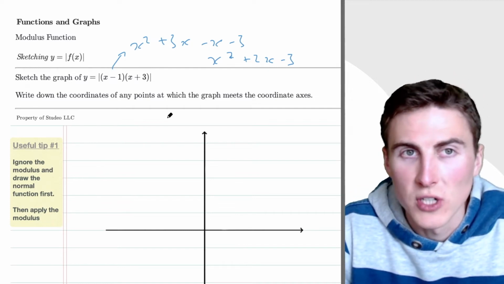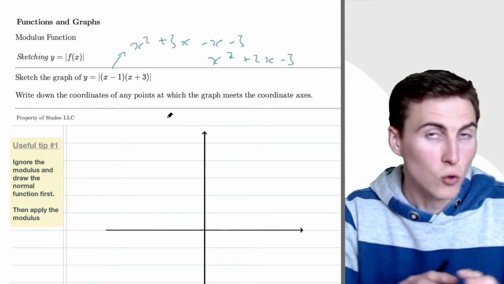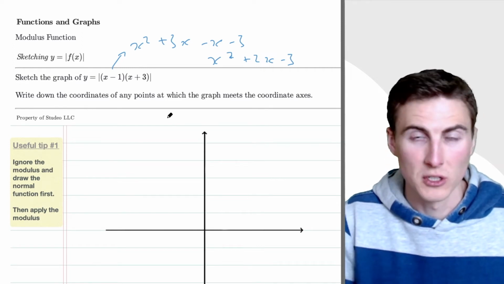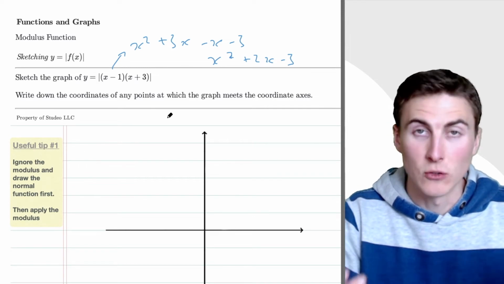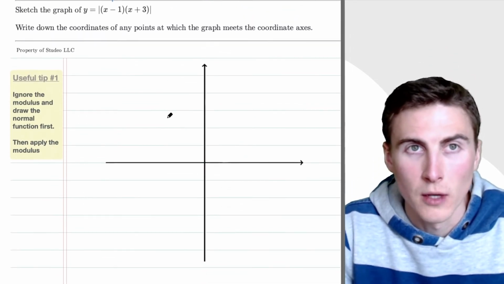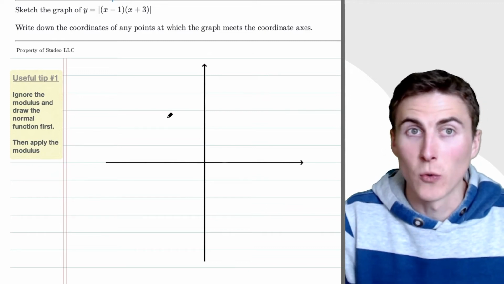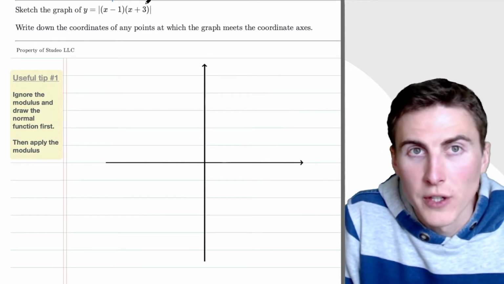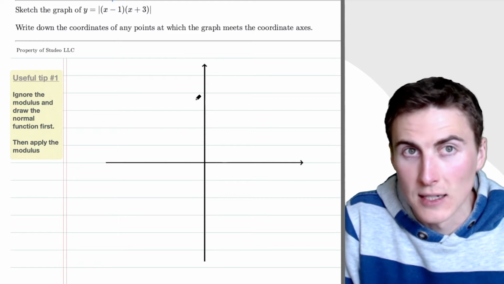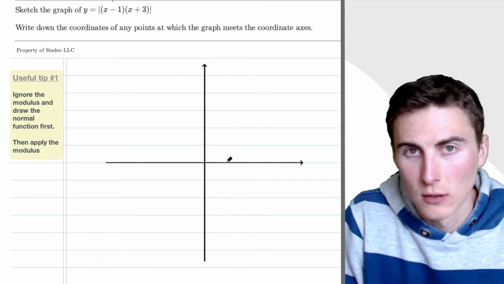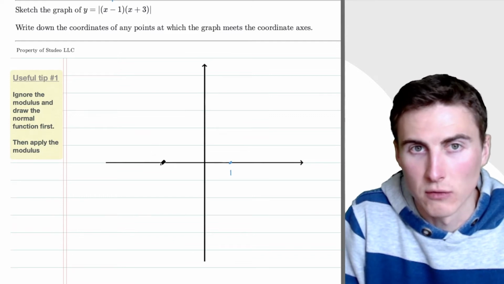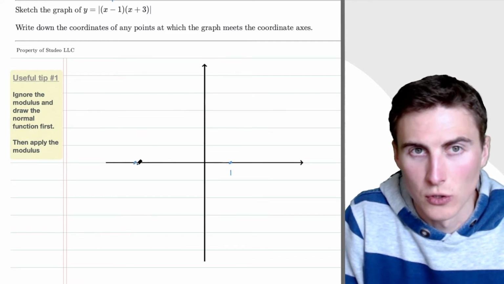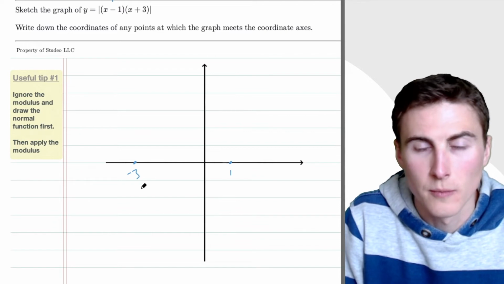So what I would suggest here is just drawing the normal graph first, ignore the modulus signs, just draw the normal thing. And then once you've got that, take into account the modulus, because those two steps individually are both quite easy. So for this, I know this is going to cross the x-axis at x equals 1, so I'll pretend 1 is about here, and x equals minus 3, because those are the solutions from these two brackets.